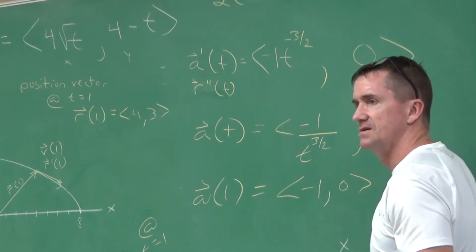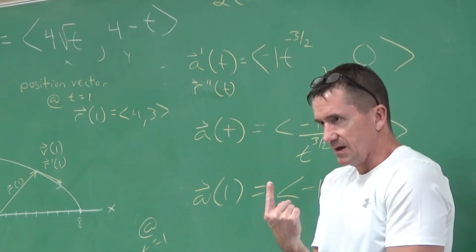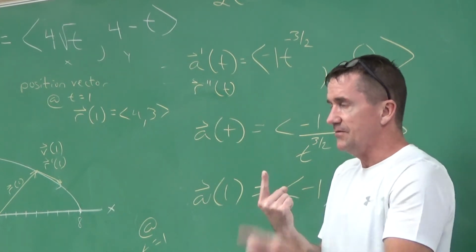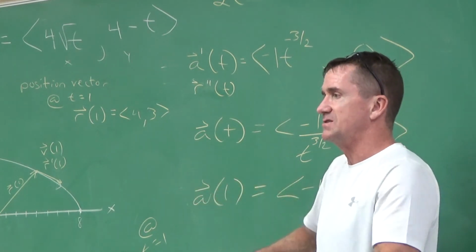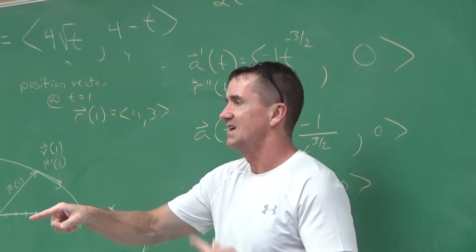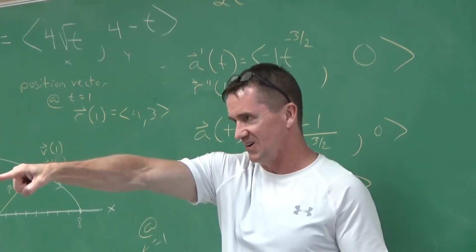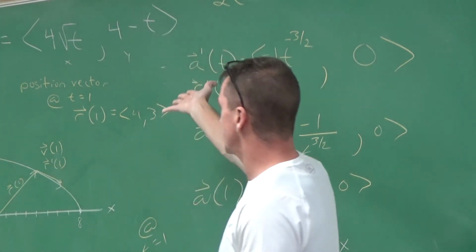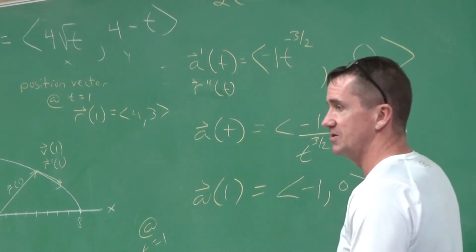Acceleration vectors are funny. Sometimes they're like this, sometimes they're like this. If you get a particle that's moving in a circle, which way is the acceleration vector pointing? Anybody know? It points inward. Very good. You can actually see that if we took a vector function with a circle.